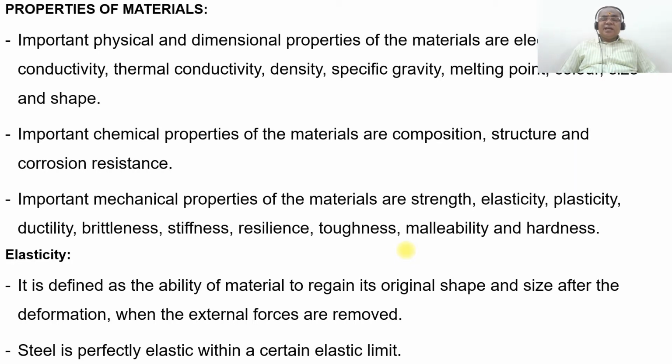Now let us go a little deeper into the mechanical properties. The first one is elasticity. As the name itself indicates, it is defined as the ability of the material to regain its original shape and size after deformation when the external forces are removed. That means when external forces are applied, the material is deformed, and on removal of the external forces, it should be able to regain its original shape and size. This is elasticity. Steel is a nearly perfect elastic material within a certain elastic limit.